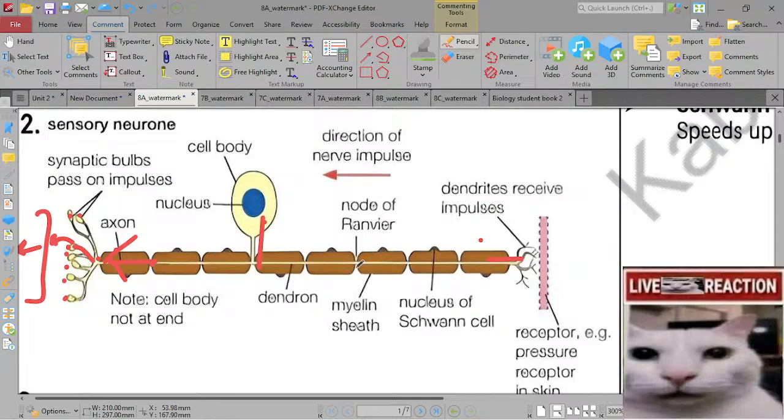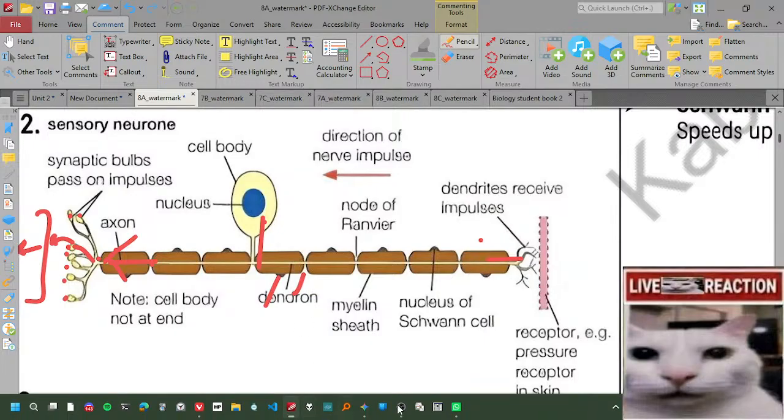Then we have nodes of Ranvier. So this is gonna be some basic stuff. Myelin sheath, and the node of Ranvier is the gap in the myelin sheath. Then we also have Schwann cells, the nucleus of Schwann cells, and we also have the dendron. So what is the difference between a dendrite and a dendron, right?